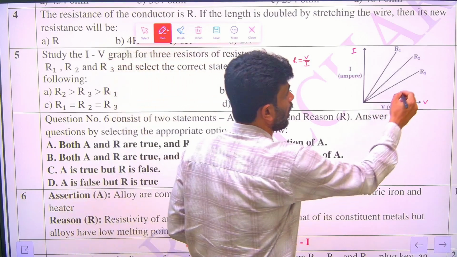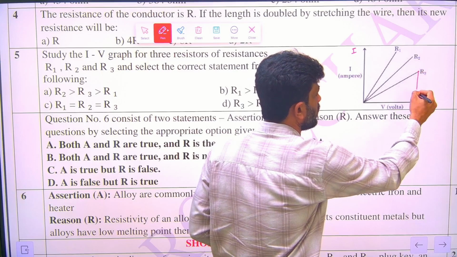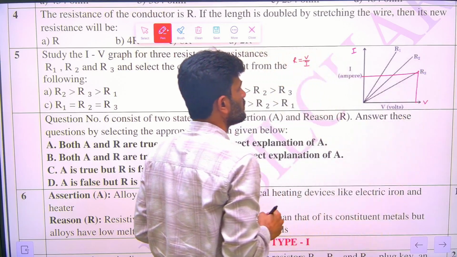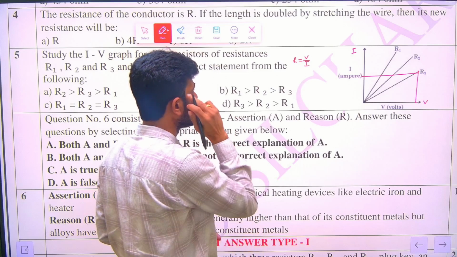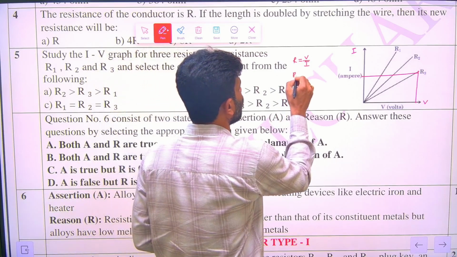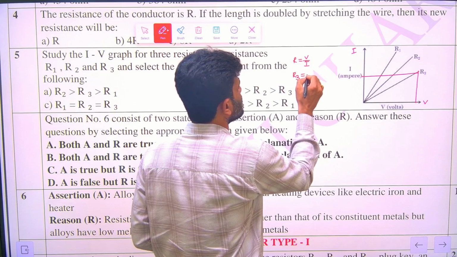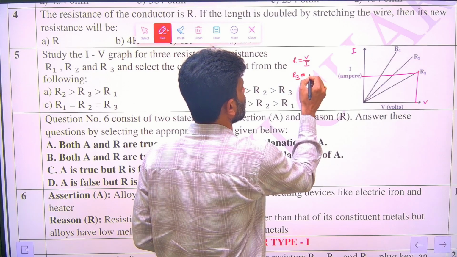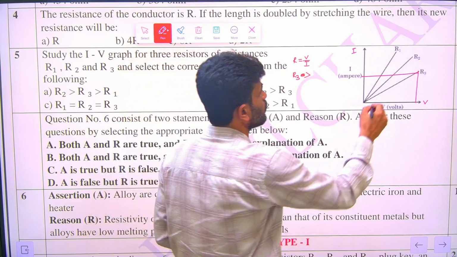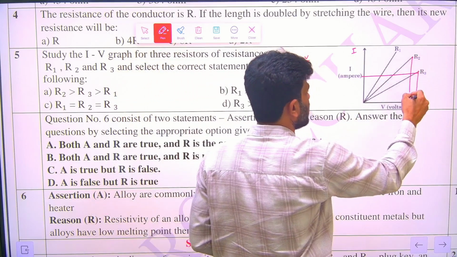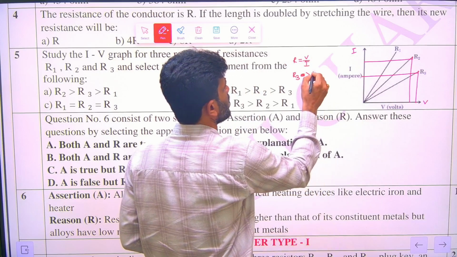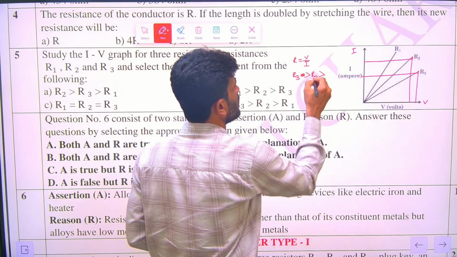In case of R3, if you observe, voltage is more, current is less. When voltage is more and current is less, resistance will be more. So R3 will be more, because voltage is more. R3 is greater. Then if you observe the second one, voltage is medium, current is also medium, so resistance R2 will be in the middle.